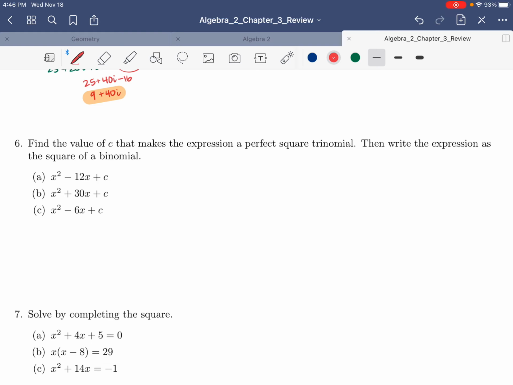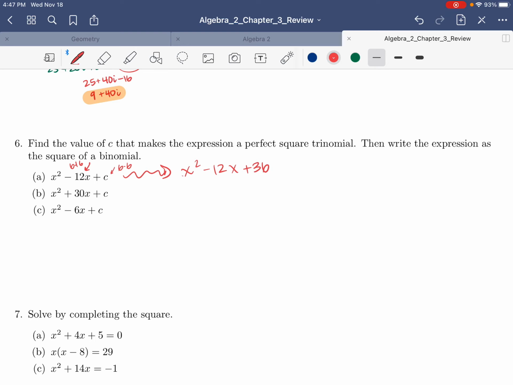Well, to make this a perfect square trinomial, we always take the middle number and cut it in half. Half of 12 is 6. In other words, 6 plus 6 is 12, or negative 6 plus negative 6 is negative 12. So this is 6 plus 6, which tells me that this c has to be 6 times 6. So for me, on this problem, I would say x squared minus 12x, and the correct c is 36. That is my perfect square trinomial.